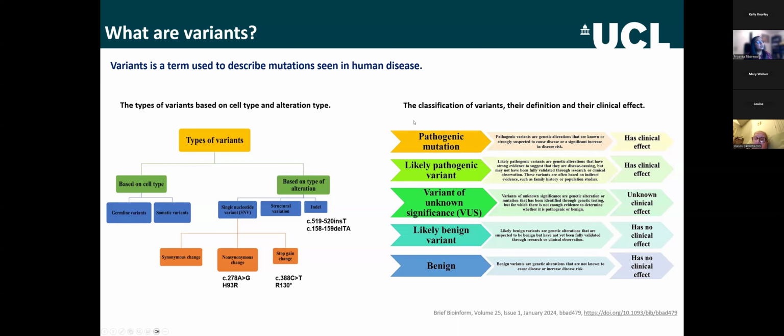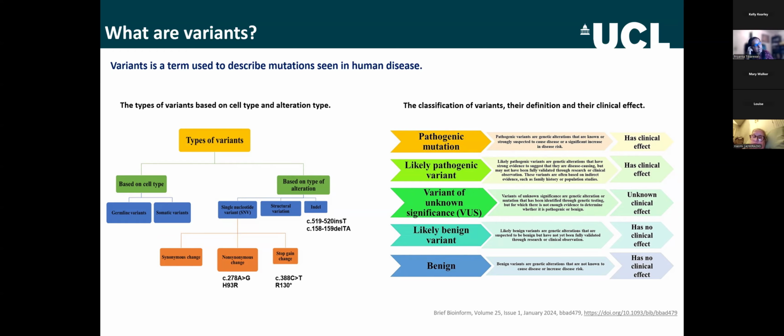Another common terminology that you would see associated with variants is how they are classified based on their clinical effect. You must have seen things like pathogenic variant, likely pathogenic, or within brackets, something like LP, variant of unknown significance. A pathogenic variant or mutation is one which has been established to have a certain clinical effect. So we know that that particular mutation will cause this disease. It's been seen in a lot of patients.